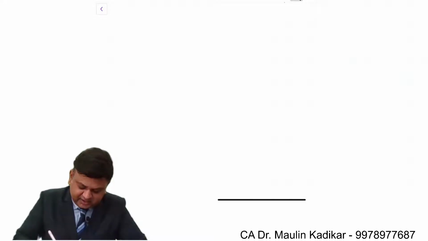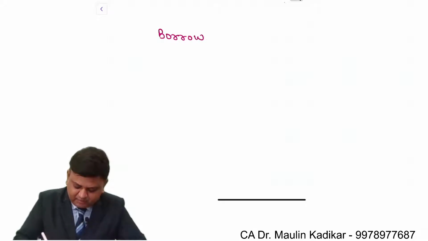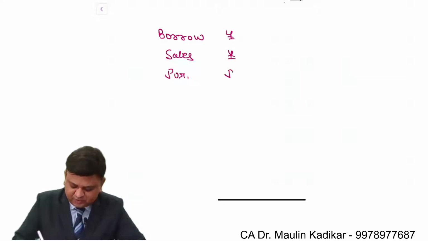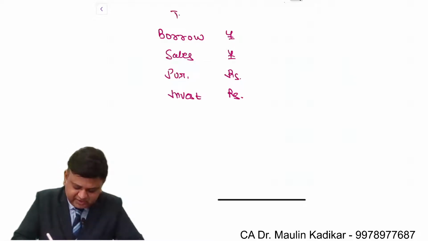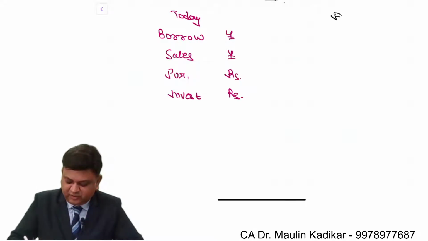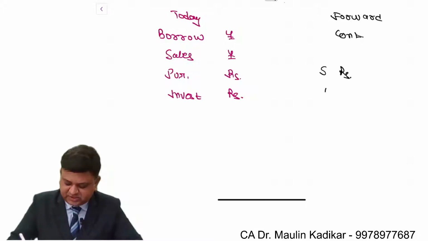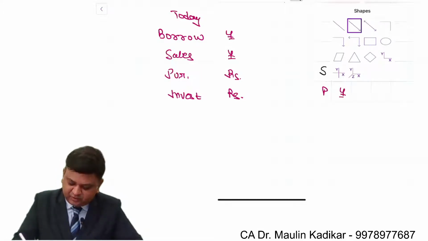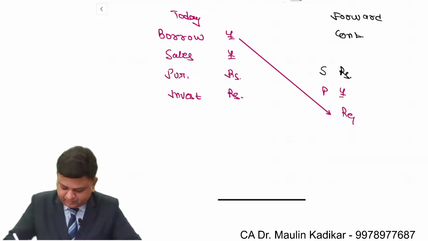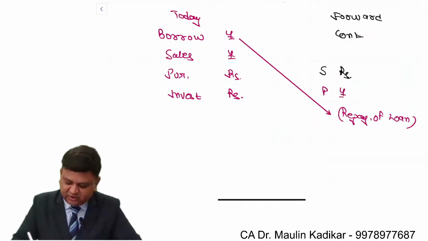We understand that say, if at all I am thinking like this, let me enter into the transaction for borrow yen, sell yen, purchase rupees, invest rupees. So these are the transactions which are entered upon today, and then I do the forward contract for conversion of rupees into yen, and then I make repayment of loan. And with that, say I am trying to make a profit.